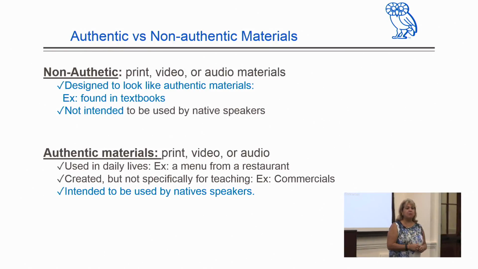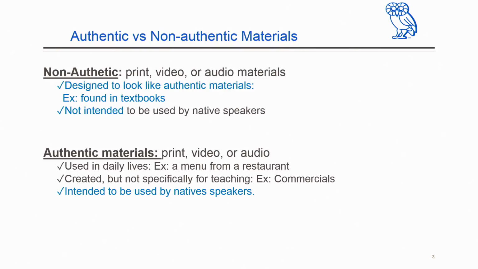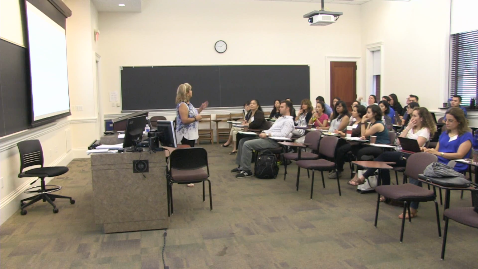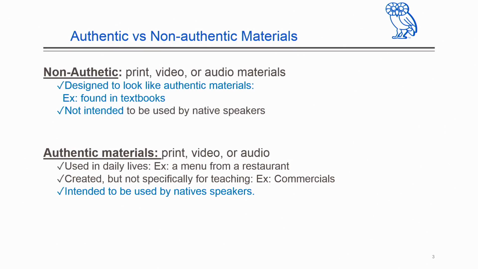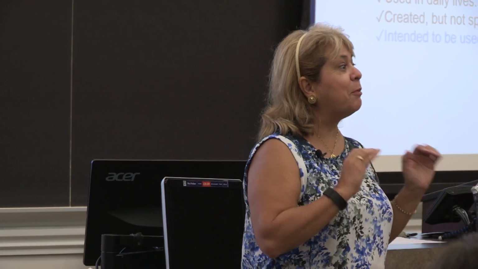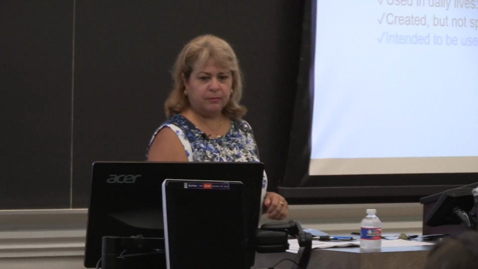Can anybody give examples of what authentic materials you have? Like newspapers. A newspaper is an authentic material. So again, created but not specifically for teaching. And in this I quote the commercial because I'm going to show you how I create activities from a commercial. The commercial is created but is intended to be used by native speakers, and if the actors are pretty good, they can portray very close to authentic conversation. And we will see that's one of the examples that we're going to see. And of course, they're intended to be used by native speakers.